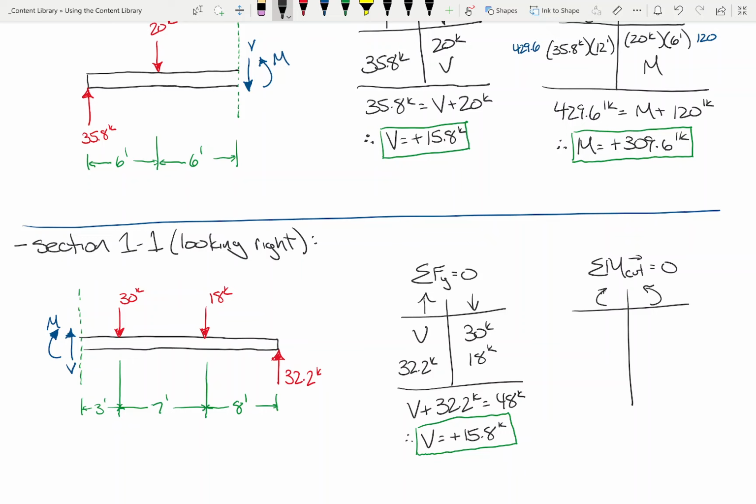All right? So, left to right, M, and then we've got 30 times 3, 18 times what? 10? Right? 3 and 7, 30 times 3, 18 times 10, 32.2 times 18. Did I get that right?